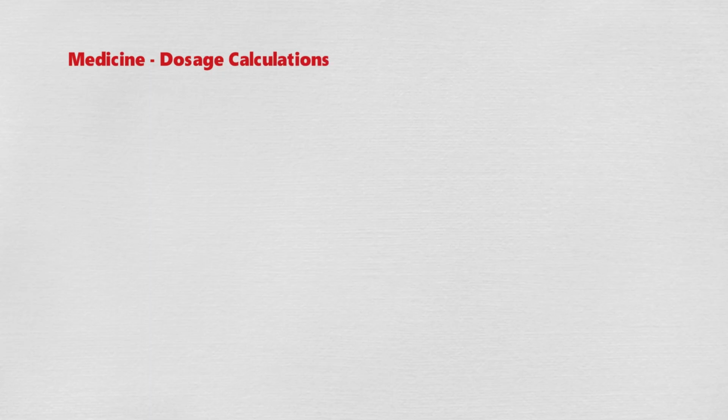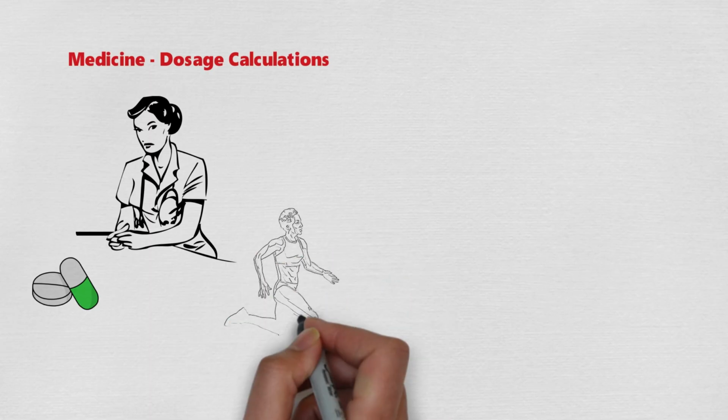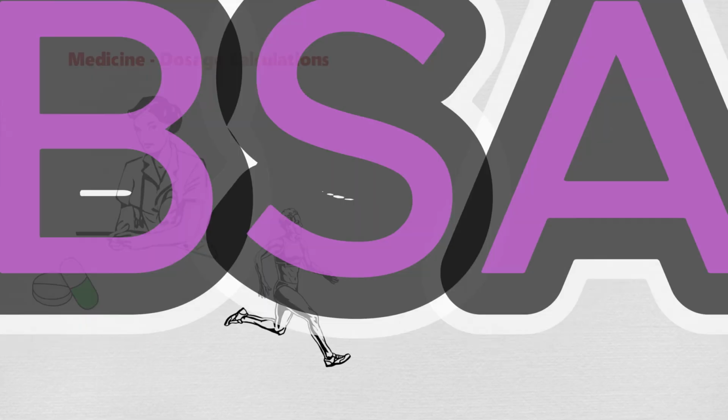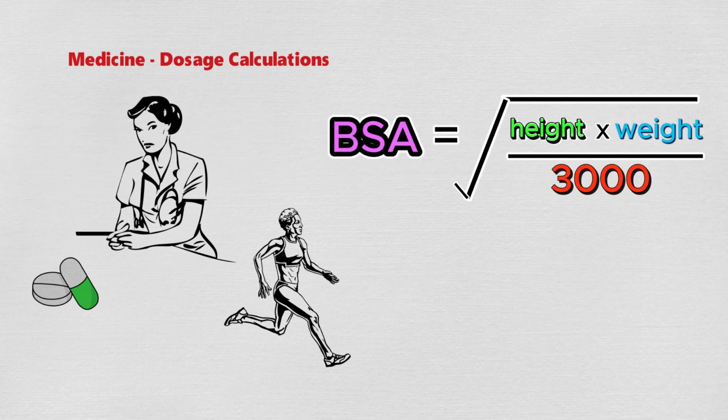Medicine, dosage calculations. In pharmacology, the dosage of medication can sometimes be calculated using formulas that involve square roots. For example, the body surface area, BSA, is often used to determine the appropriate dosage of certain medications. The Mosteller formula for BSA is BSA equals the square root of height times weight over 3,600, where height is in centimeters and weight is in kilograms. This radical equation helps healthcare professionals calculate the correct dosage based on a patient's size.